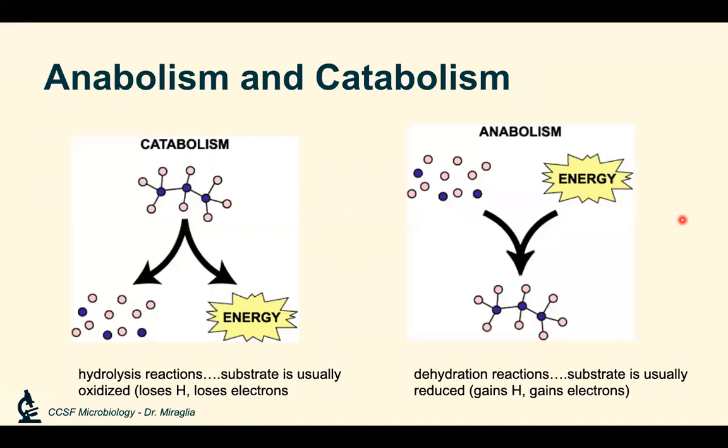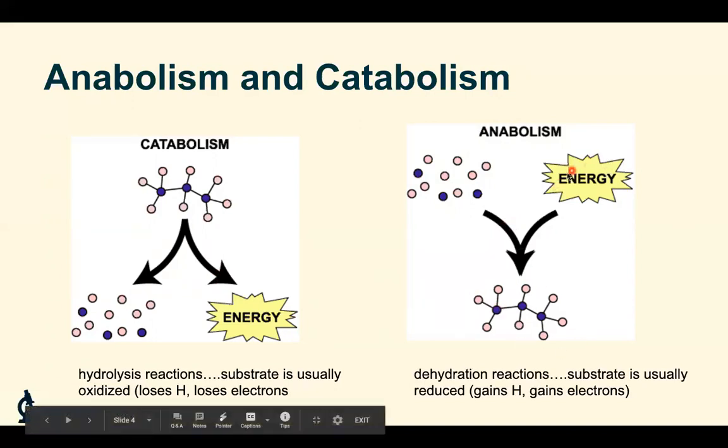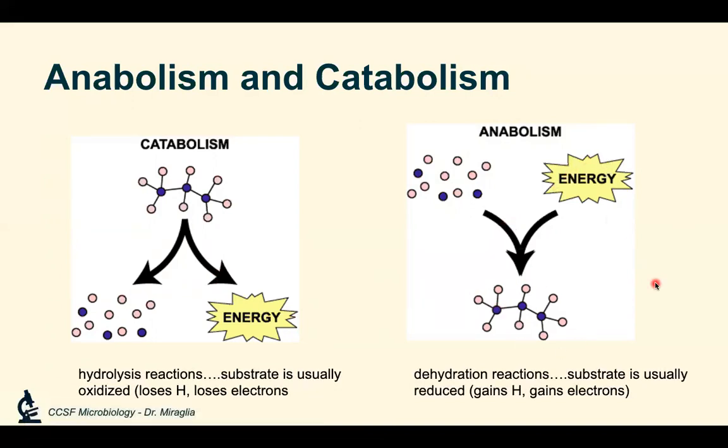This page has some nice diagrams of the concepts of catabolism and anabolism. So here we have a larger molecule being broken down into small molecules, and it yields energy. And then in anabolism, we have smaller molecules being converted to a bigger molecule. And of course, this process, as we said, is going to require the cell to put energy into that.